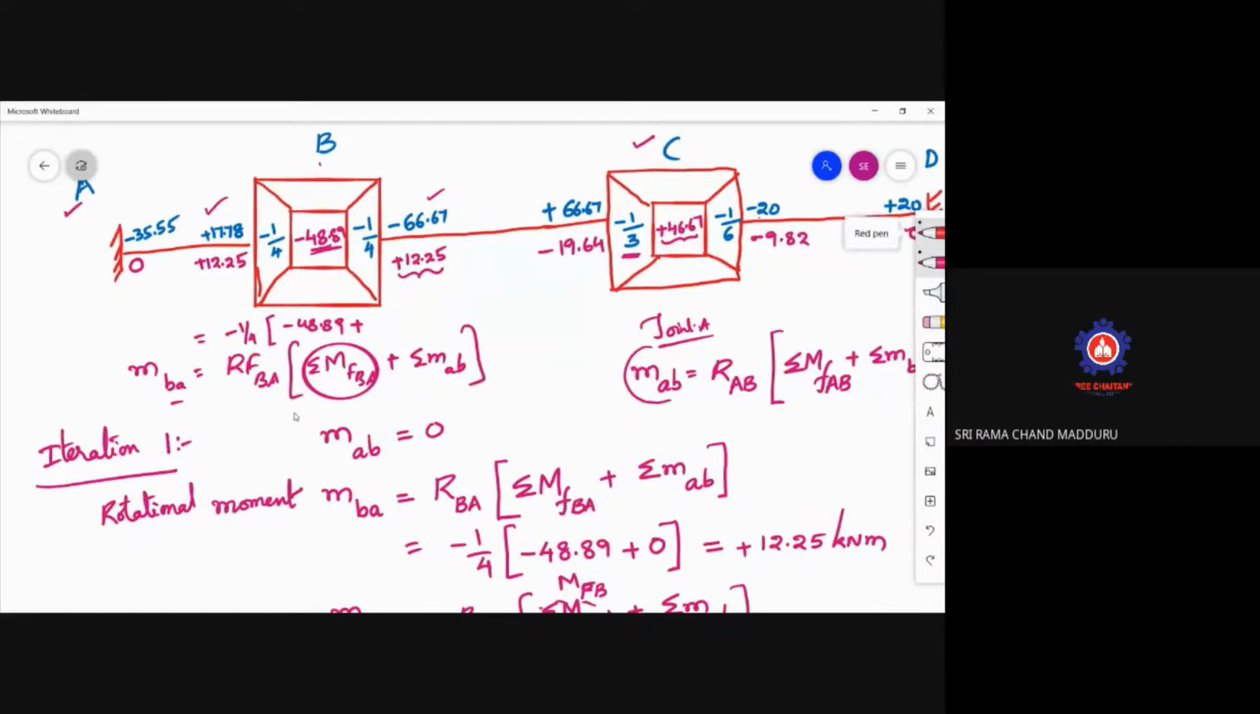Just see here. I will change the color. See, this is the far end rotational moment, MAB. Similarly, this is your far end rotational moment, minus 19.64. So 0 minus 19.64, that will be considered to calculate MBA. Minus 1 by 4 into, this is the restrained moment.